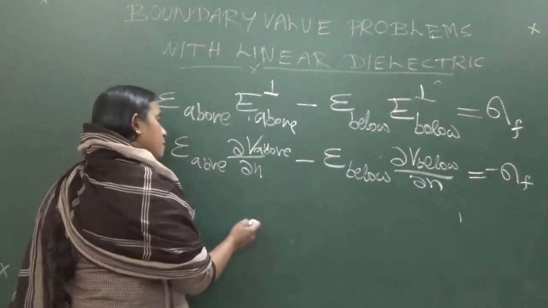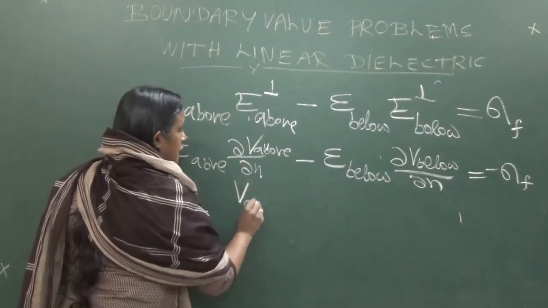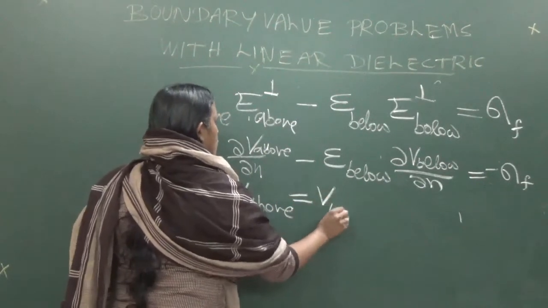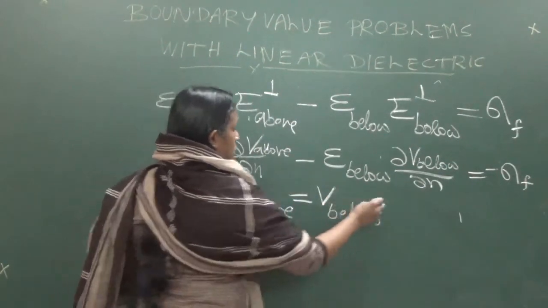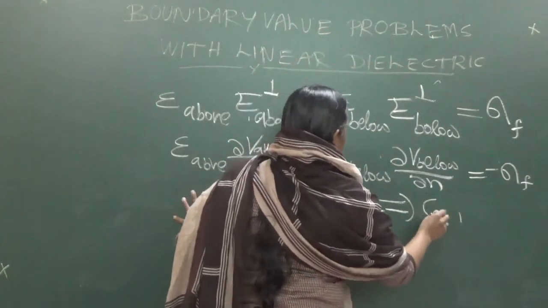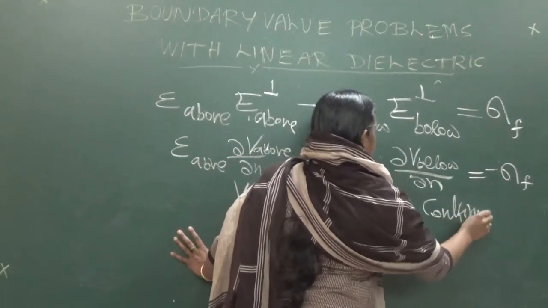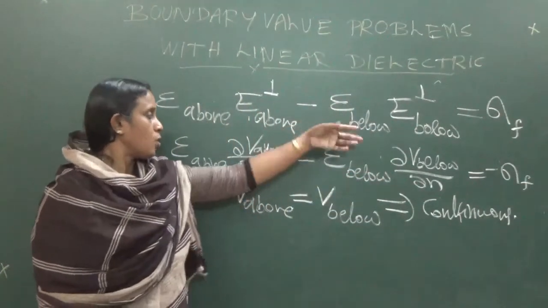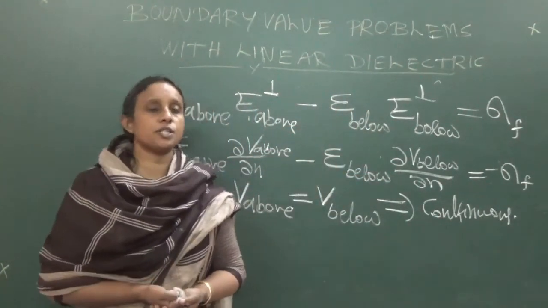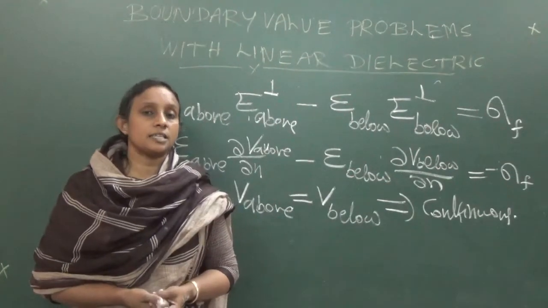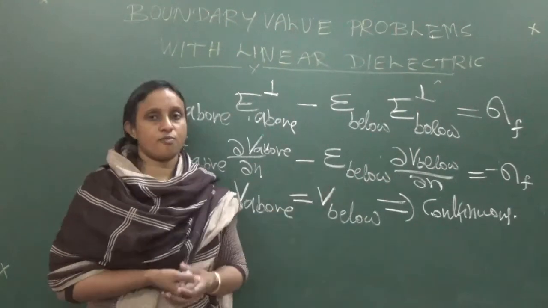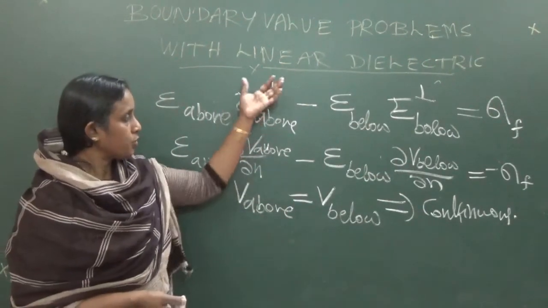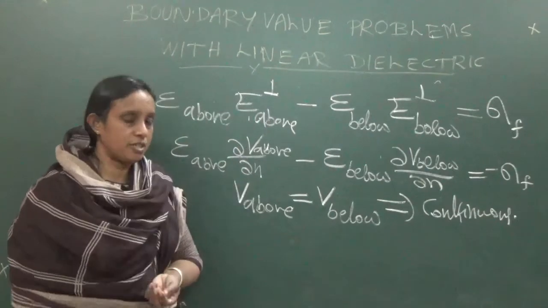At the same time, potential is continuous on the boundary. V above is always equal to V below. That means potential is continuous. But the electric displacement vector or electric field is discontinuous by an amount of the surface charge density sigma f. Hope that you understand these boundary conditions very well.